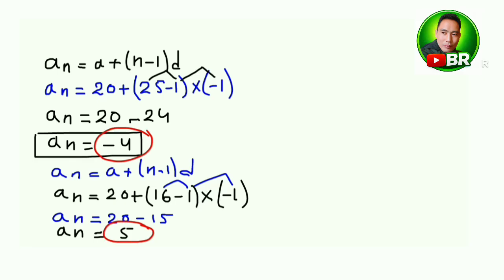plus 5. Students, according to this question, this an refers to the number of logs placed in the topmost row, right? And as we know, the number of logs can never be negative. So the value of an will be 5. And this answer has come when we took the number of terms as 16. So the number of terms, or number of rows, will be 16.